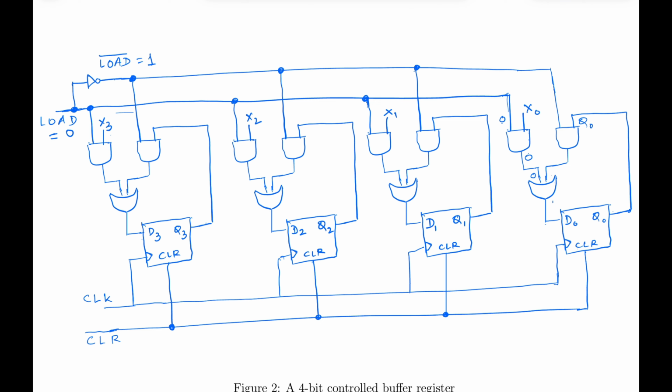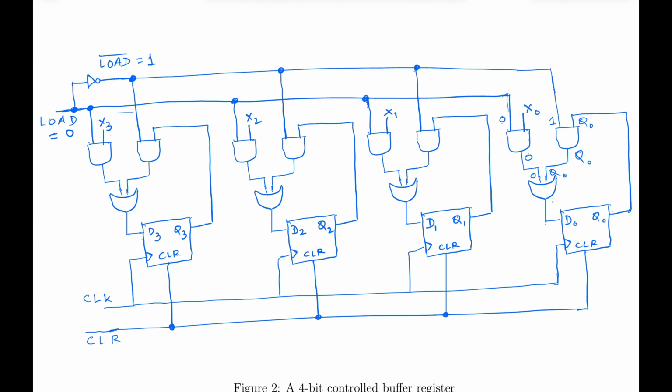Load not is 1 here. So this goes to this AND gate. Therefore, the two inputs to this AND gate are 1 and Q0. So this AND gate is active, and the output of this AND gate is Q0. This is also the input to the OR gate. So this is here Q0.